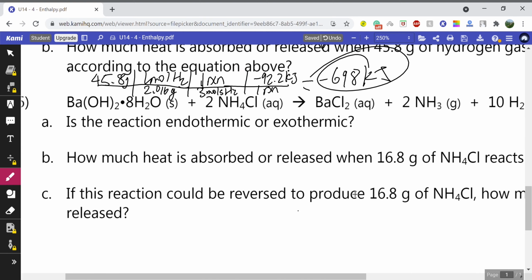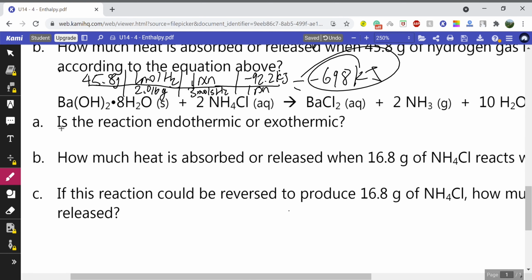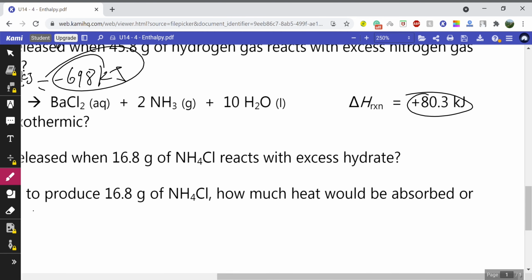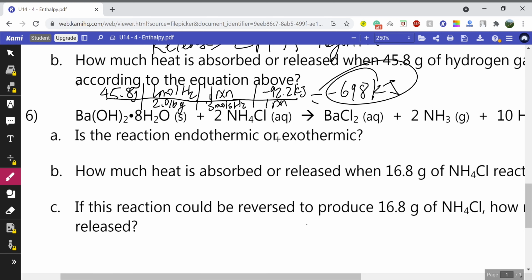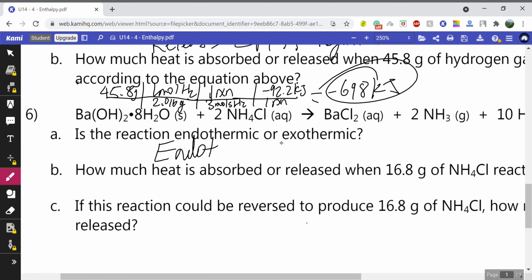And finally, number 6, Ba(OH)2 times 8 H2O, okay, all that. Is the reaction endothermic or exothermic? Let's see. It is positive. Positive delta H means it's endothermic.